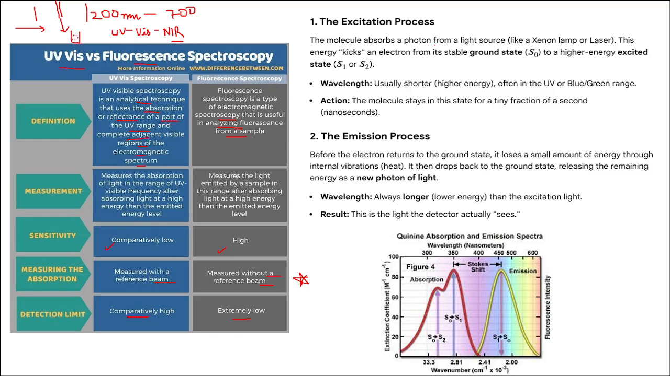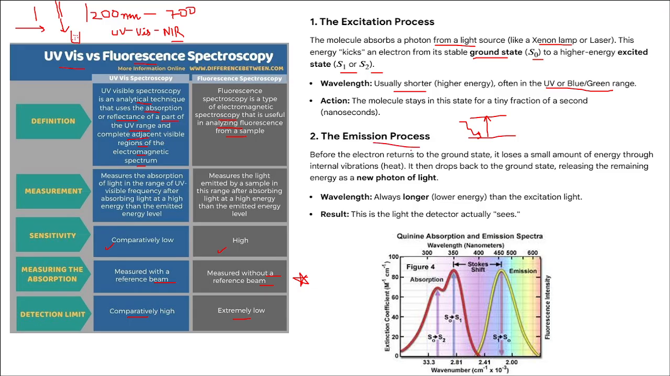The molecule absorbs a photon from a light source, which is a xenon lamp or laser. The energy kicks an electron from its ground state, like the electronic transitions you would have studied in your basic classes. After absorbing energy, it kicks an electron from its stable ground state, S0, to a higher energy excited state, which could be S1 or S2. Usually the wavelength is of higher energy, often in the UV or blue-green region, and the molecule stays in this state for only a tiny fraction of a second.